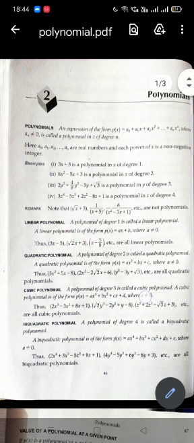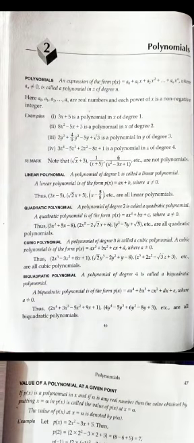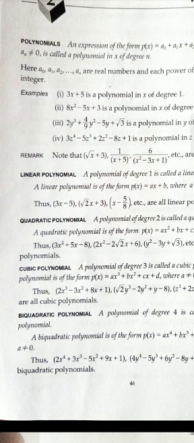So there are different kinds of polynomials such as linear polynomial, quadratic polynomial, cubic polynomial, biquadratic polynomial, and the difference between them is only on the basis of degree. If the degree of the polynomial is 1, then we can say that the polynomial is a linear polynomial. As an example, 3x minus 5. The highest degree of x is 1, so the degree of the polynomial is 1, and this polynomial is a linear polynomial.